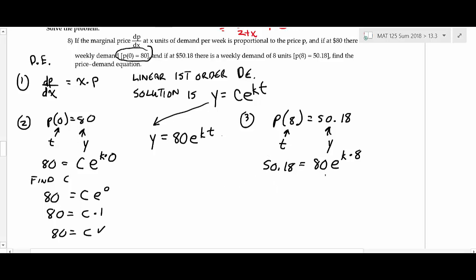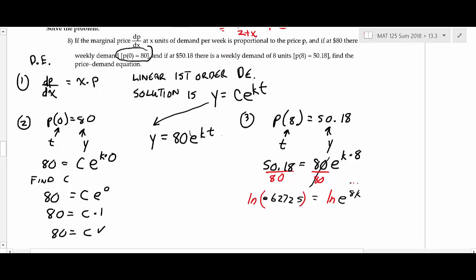All right, so what we do here is when you're solving this equation for k, you got to use logarithms. So we're going to divide both sides by 80. Okay, I'll take my calculator and do 5018 divided by 80. And I'll just write down whatever decimals come out here. So that's going to give 0.62725 is equal to e to the 8k. Right, now I'm going to take the logarithm of both sides.